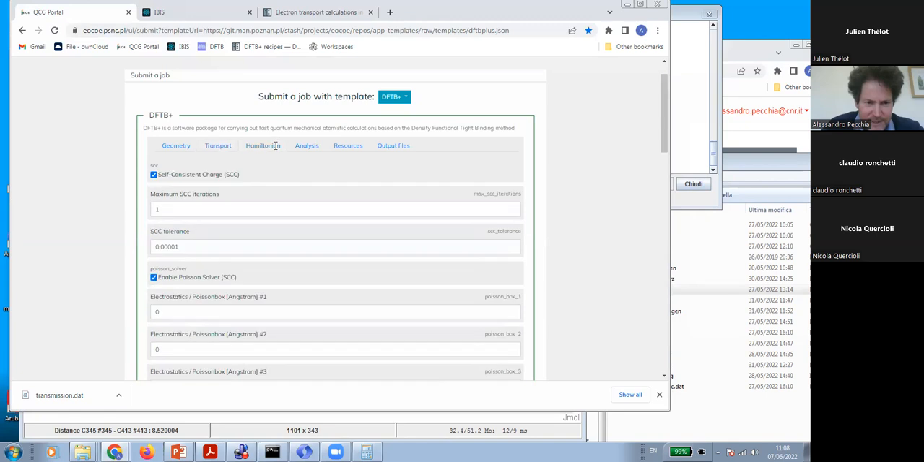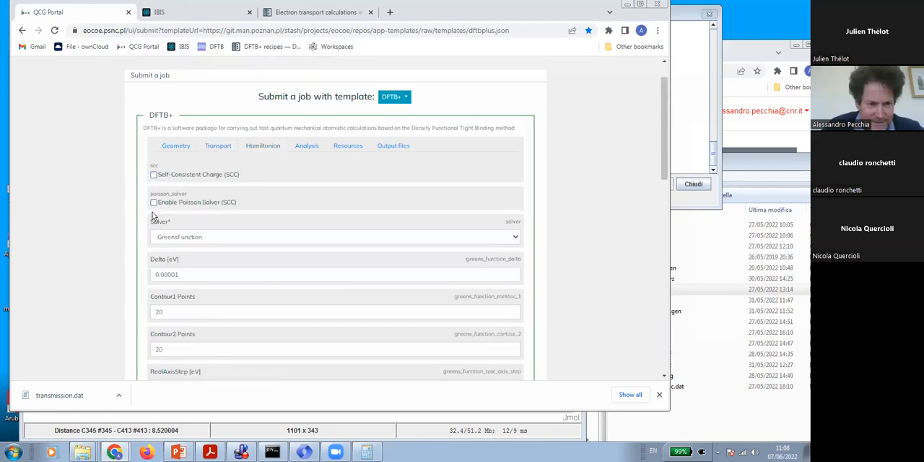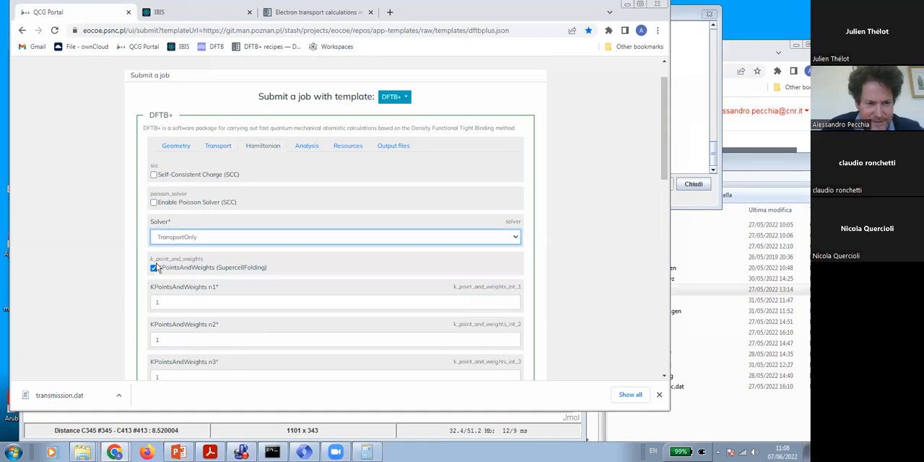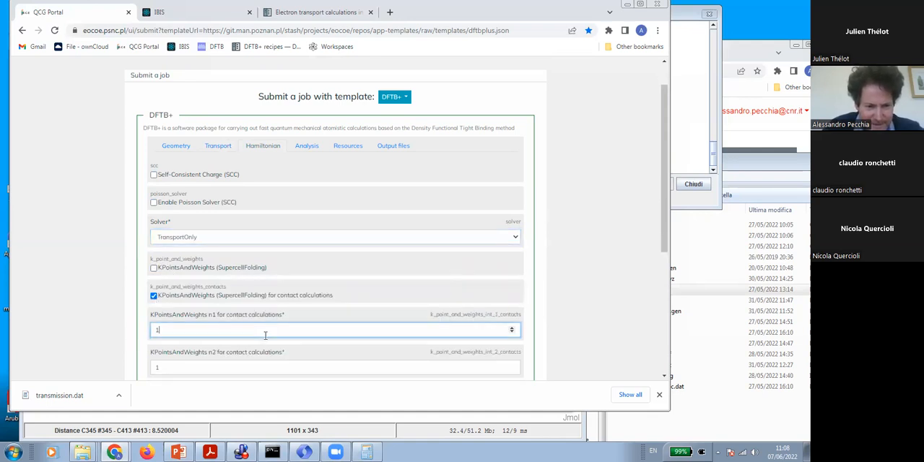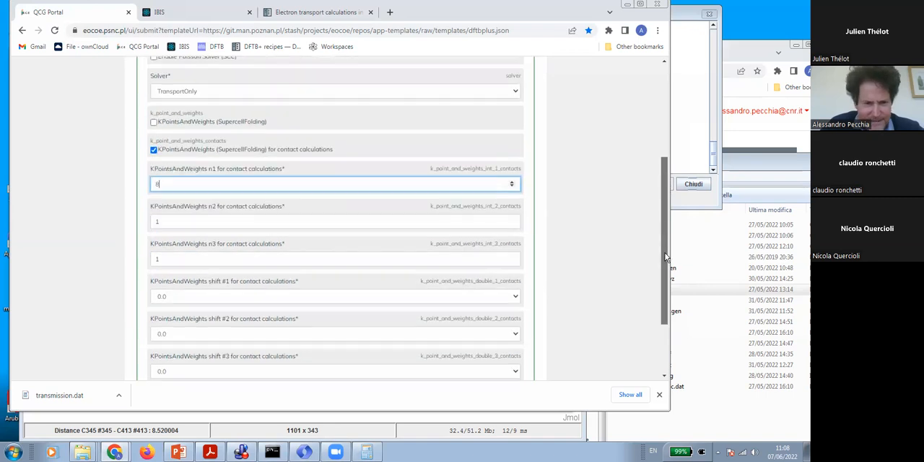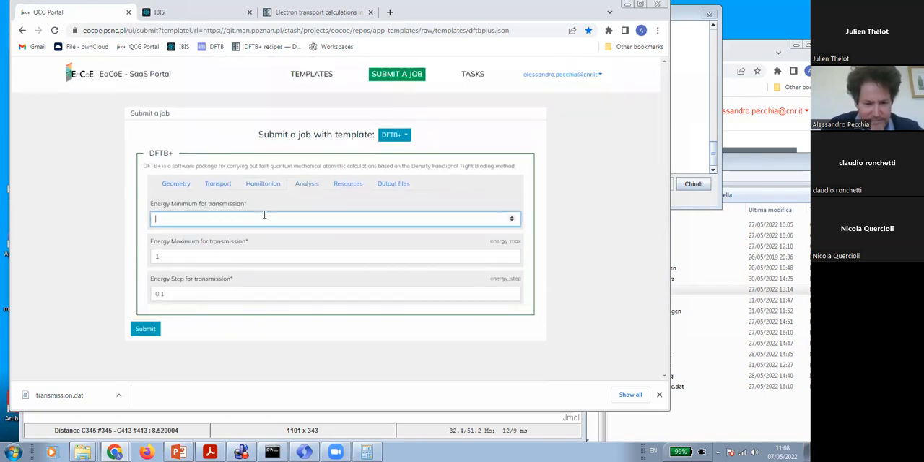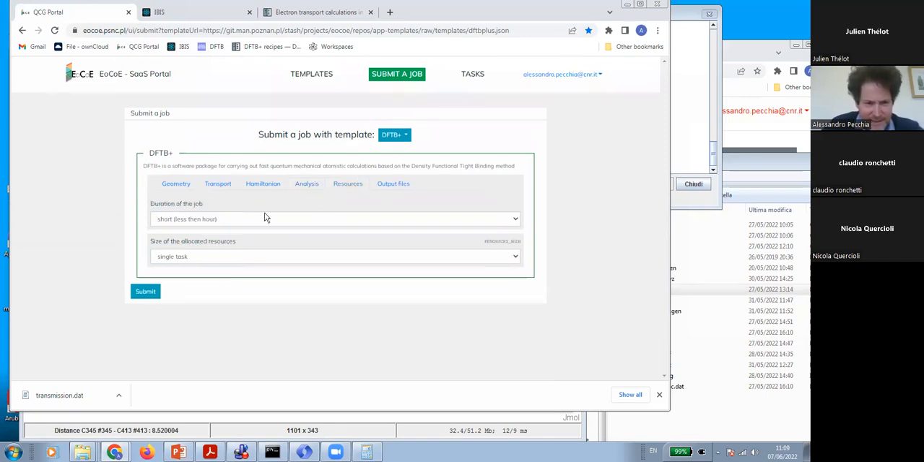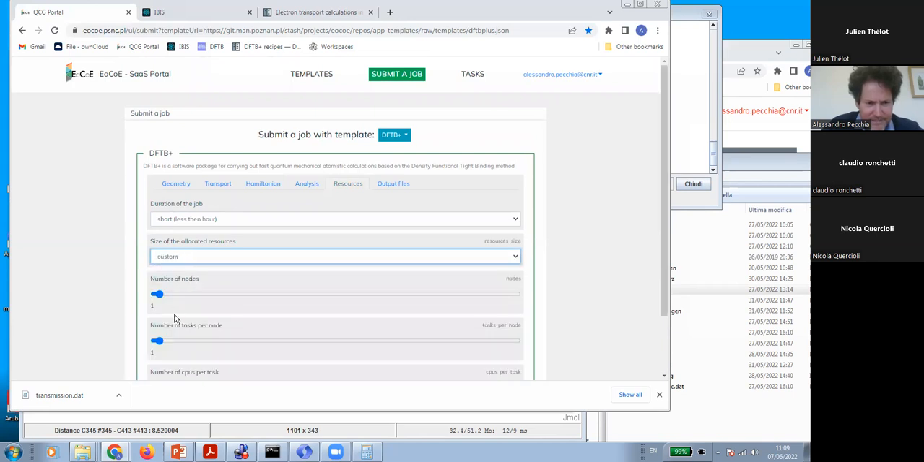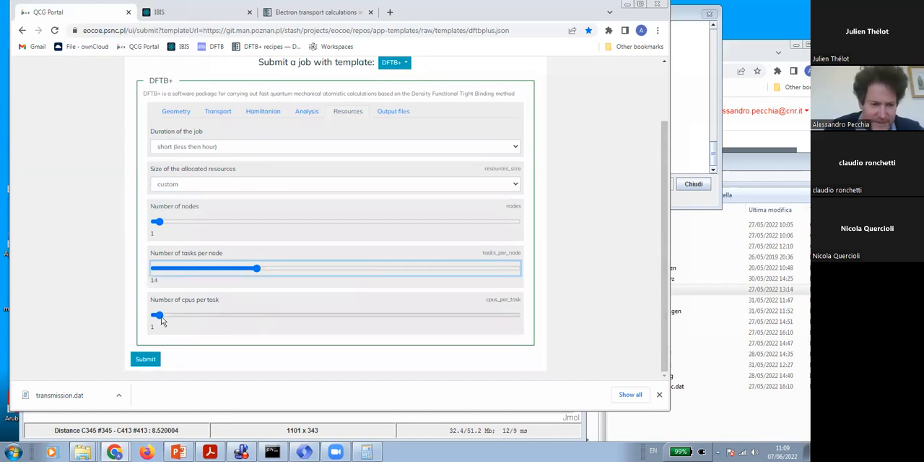Okay, then we go to Hamiltonian and flag everything. Transport only solver, no K point. Here, just 8.5 shift. Analysis: we said a good window is -6.5 to -2.5 or 1. And for resources, you say custom, 14 tasks per node. Just one node is enough here.